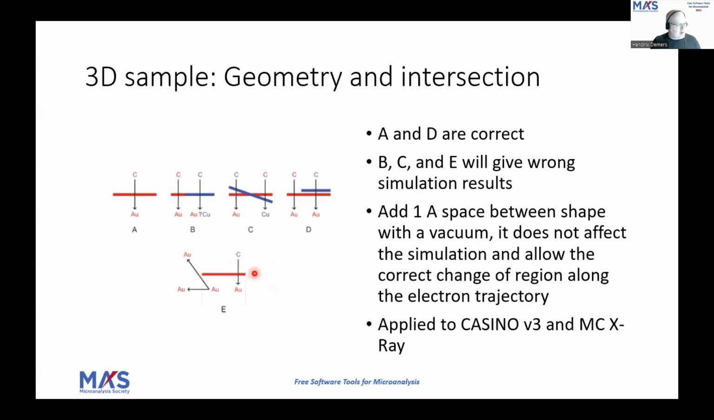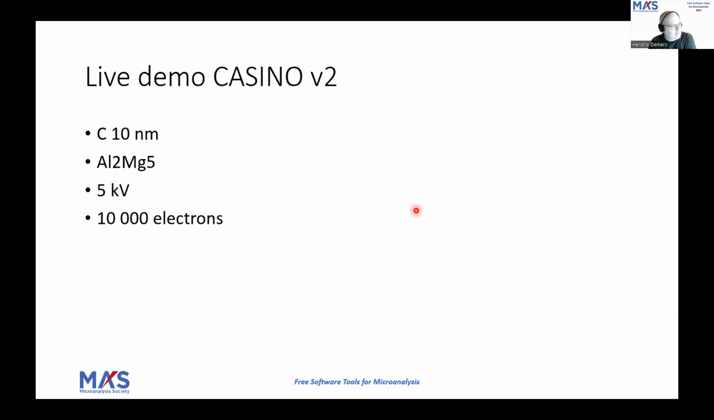Basically, you can define a plane with a fixed length or width. And if the width is too small, some electrons or X-rays are going to go out and not be detected as a change of region. So this is a little bit tricky to get right at the beginning. And my trick also is, when you define a complex 3D sample, start with a very small number of electrons to see if the simulation makes sense by looking at the electron trajectory. That way, you will be sure that your simulation is correct.